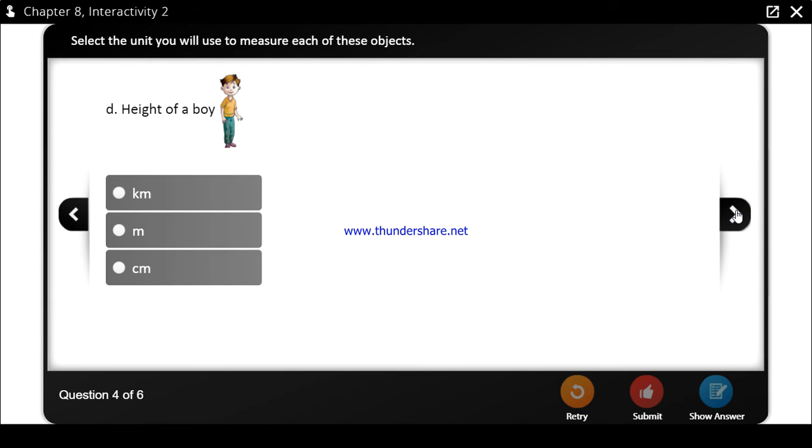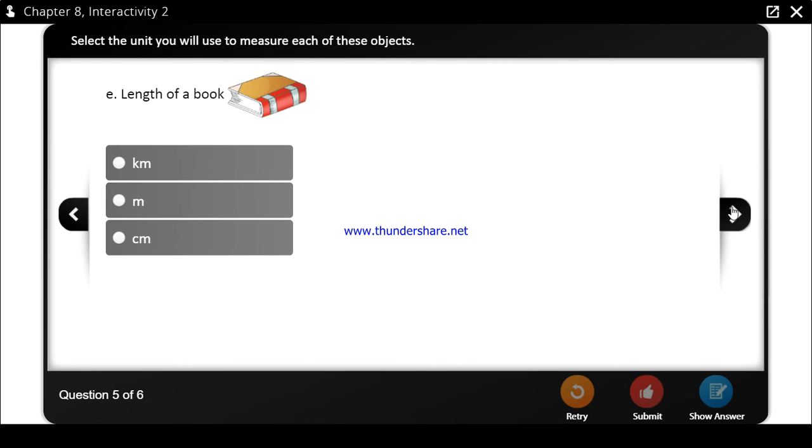Then D part, height of a boy. Kilometer, meter, centimeter. The height of the boy is measured in centimeter only. Length of a book. It is a small thing, so we denote centimeter only.